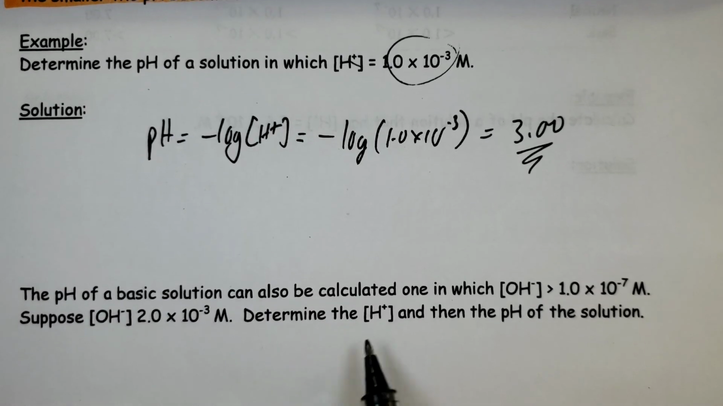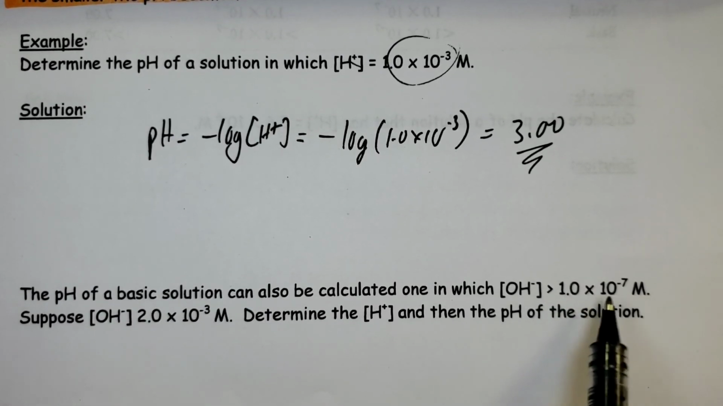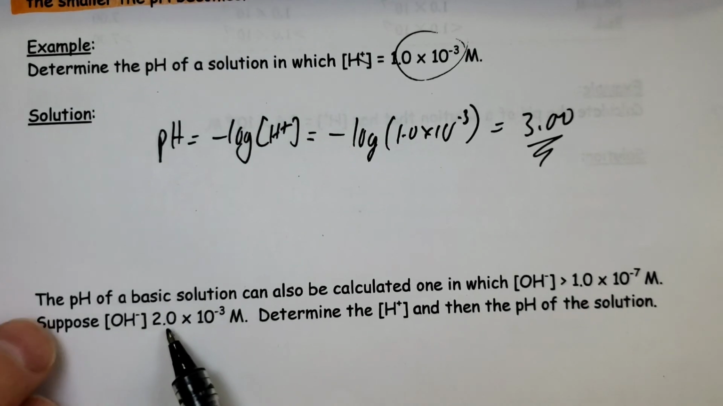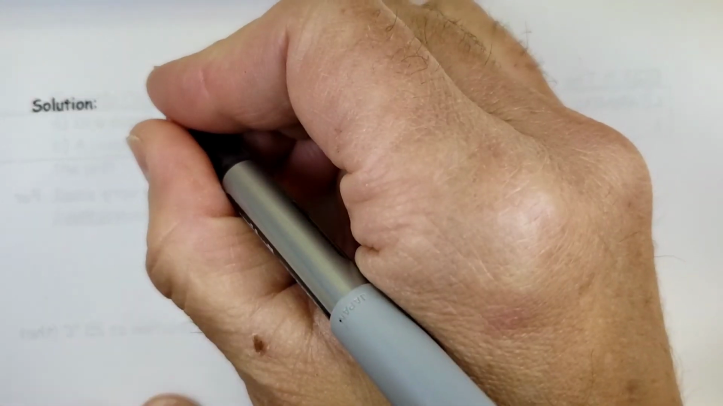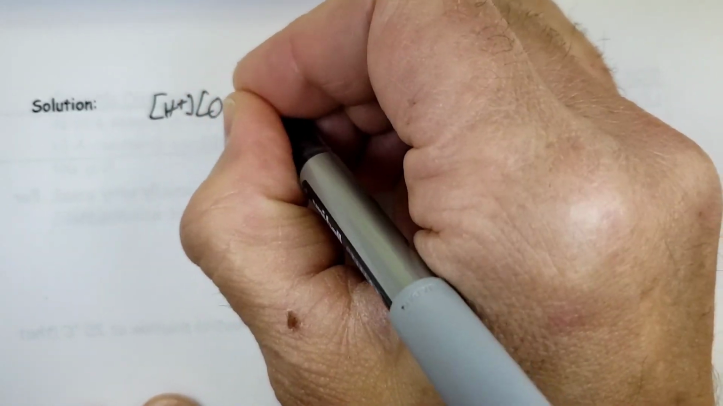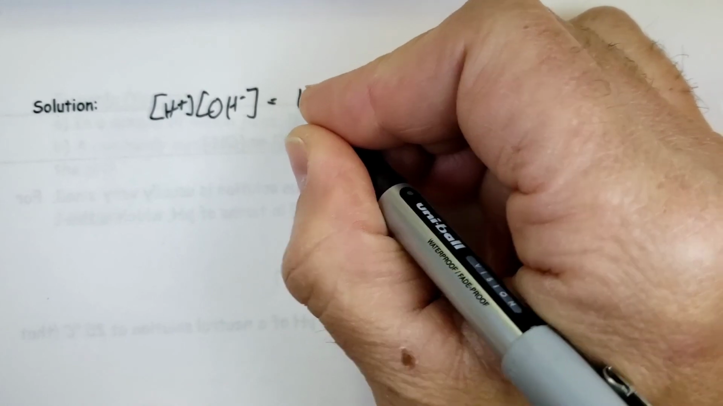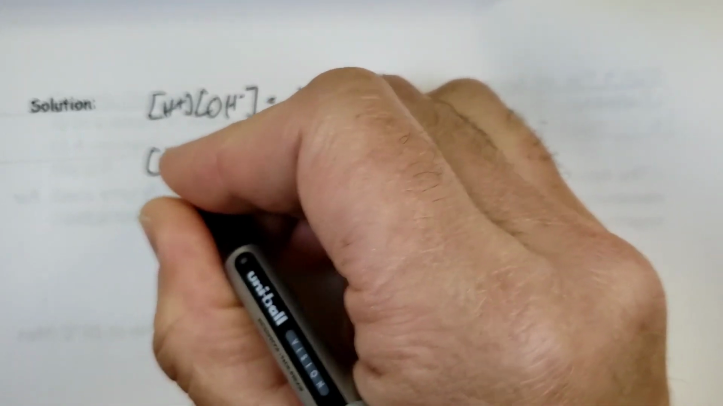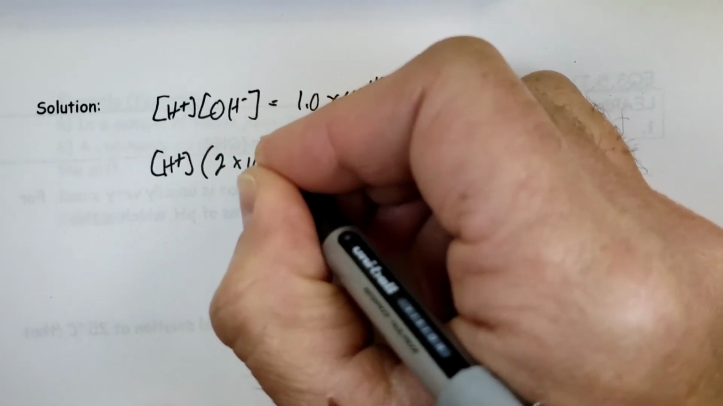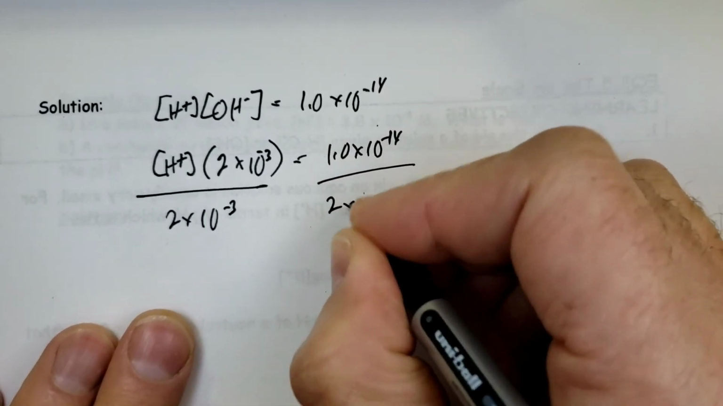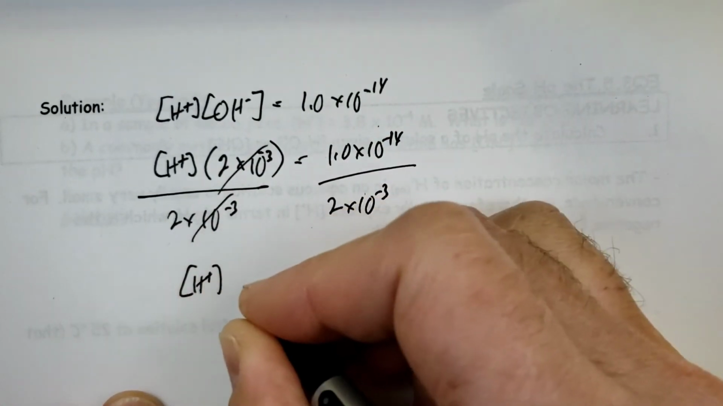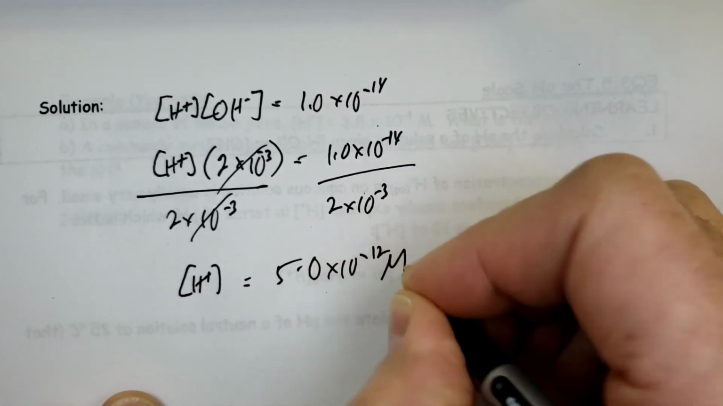The pH of a basic solution can also be calculated, one in which I have OH bigger than 1 times 10 to the minus 7, that neutrality point. If I have an OH concentration bigger than that, we can figure out what the pH is. So if I had OH equaling 2.0 times 10 to the minus 3, determine the H and then the pH of that solution. We had that one relationship from the other video: concentration H times OH must equal 1.0 times 10 to the minus 14. If I know what OH is, I can easily figure out what H is. So divide by 2 times 10 to the minus 3 on each side, and H equals 5.0 times 10 to the minus 12 molar.